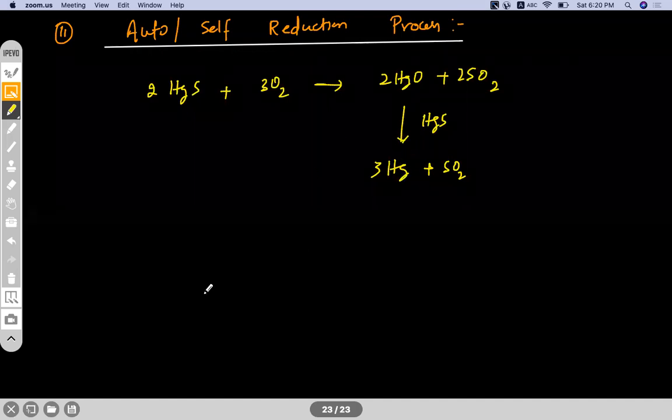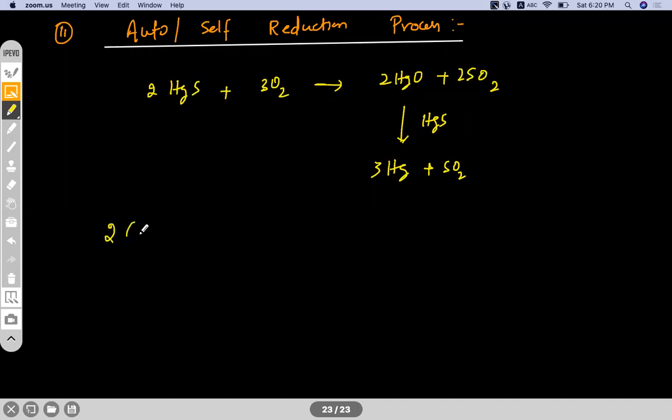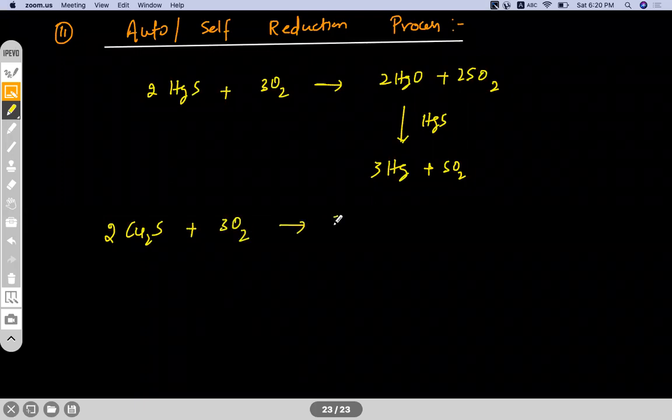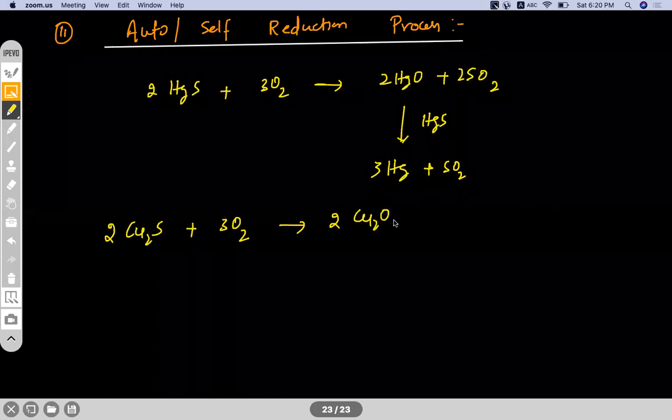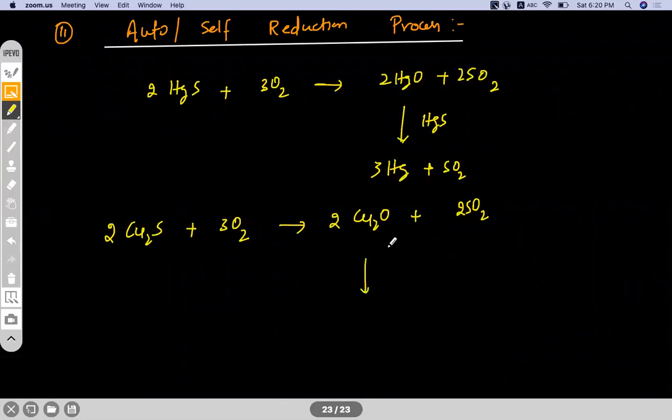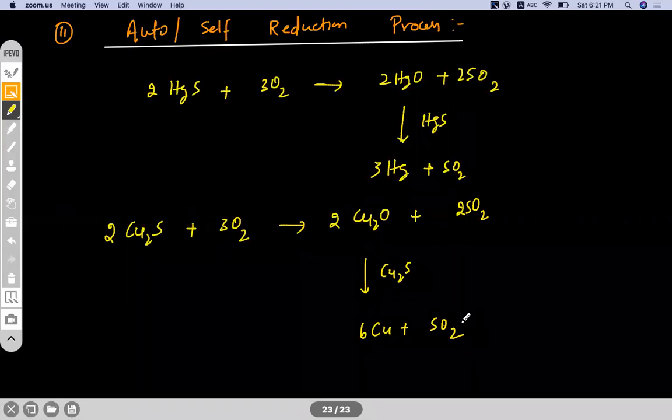Same thing goes with copper also. You see this reaction: 2Cu2S reacts with 3O2, converts into 2Cu2O plus 2SO2. We get this, okay? Then this copper oxide that you have over here combines with the sulfide which is left and converts into 6Cu plus SO2, sulfur dioxide. Correct? This kind of reaction is there.